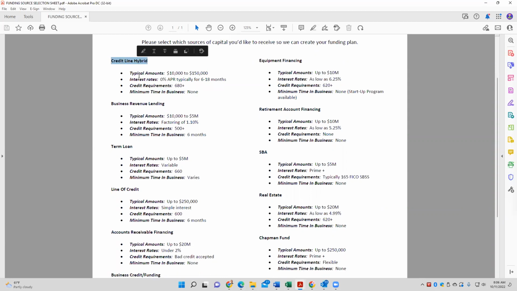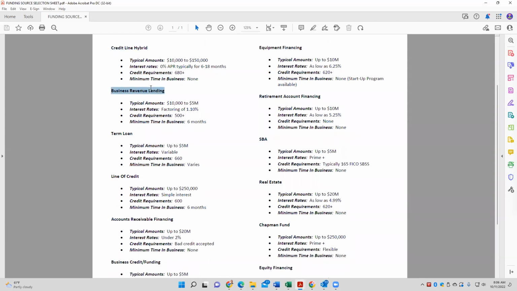It's very fast. Business revenue lending is another category. Here we can go up to millions, multiple millions of dollars. The interest rates are set up differently. It's a factoring rate. Credit requirements very low, and there is a minimum time in business of 6 months.